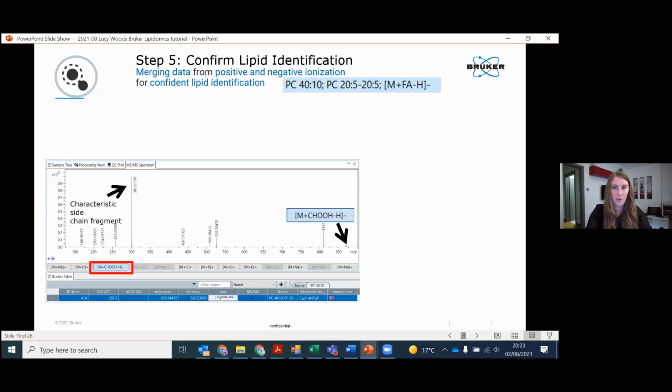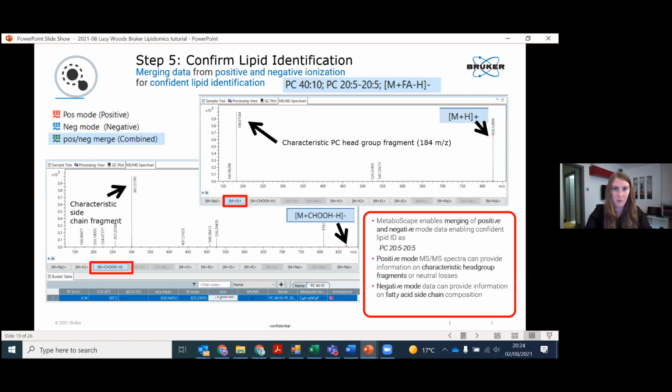So first of all, a combination of positive and negative mode data was used. In the negative mode data, we see more information about the sidechain fragments, and in the positive mode data, we get more information about the head group. So by combining both the positive and the negative data set, we're able to see more fragments and give a more confident annotation that this is the PC2525 lipid.